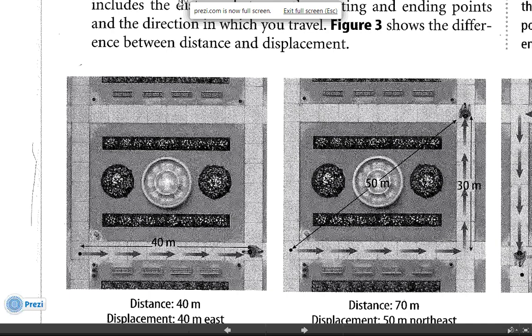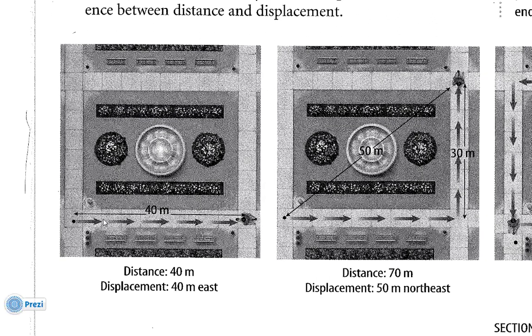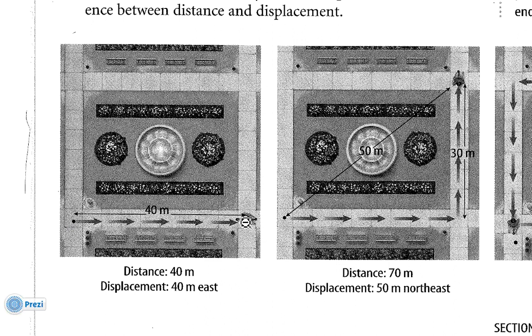Okay? So here we have the boy, somebody has walked from here to here, from here to here. I don't know which way he's walking. I'm confused. Alright, well anyhow, he went this far and he went 40 meters. The displacement is 40 meters east.